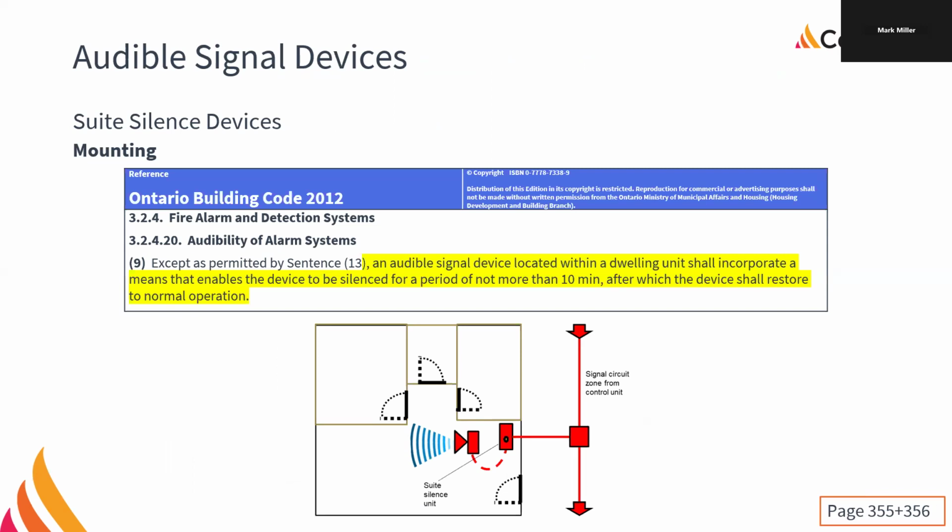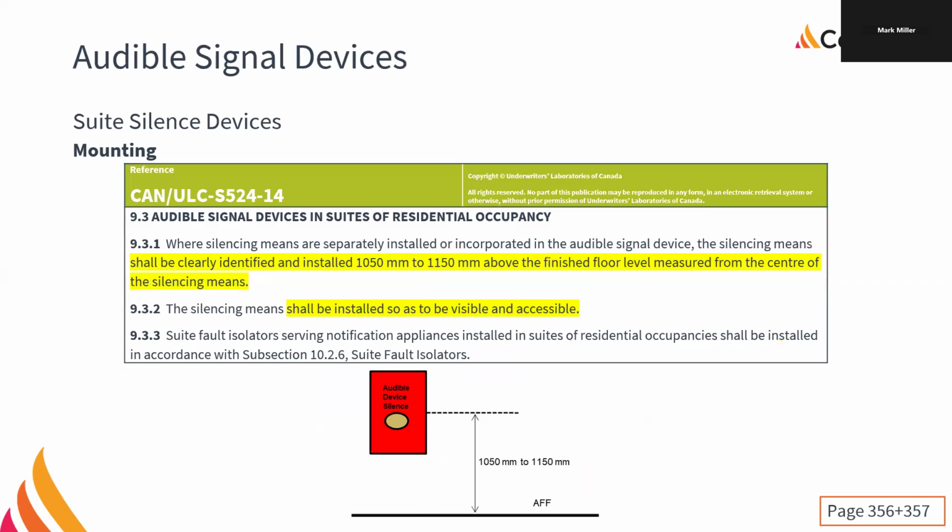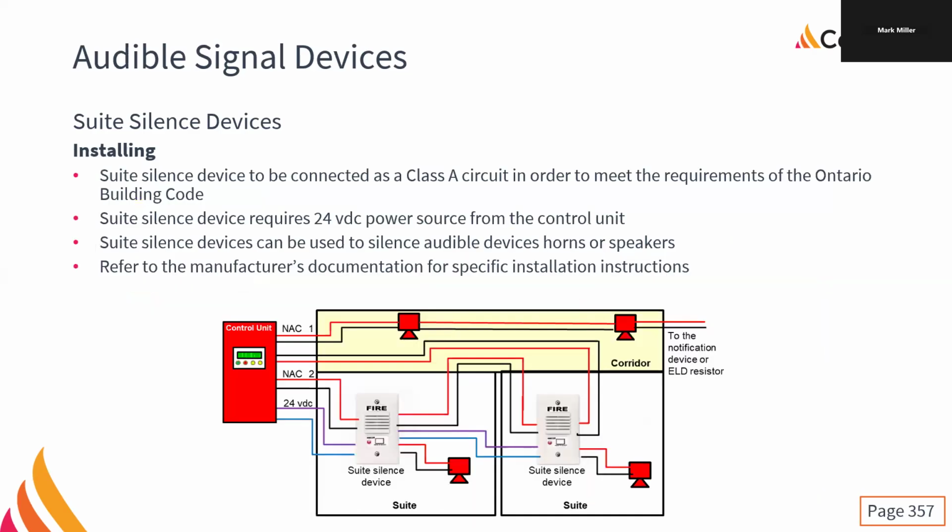Back to our audibility. Of course, we have to maintain our audibility. On our suite silencing, we can silence up to 10 minutes. We have to make sure that it's installed to achieve audibility requirements inside all the rooms, minimum 75 decibels in the sleeping rooms. And we have to install it so that we maintain our barrier-free path of travel. So we have to be mindful of that. Right? And we install them as a Class A.